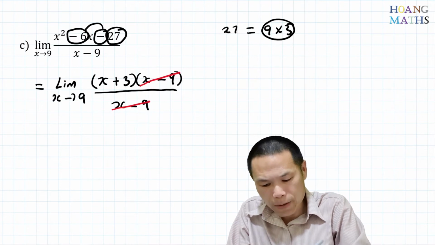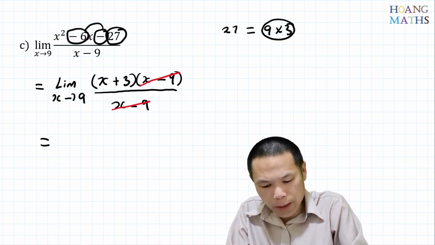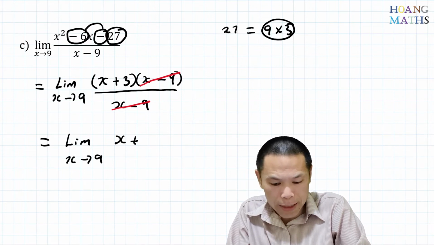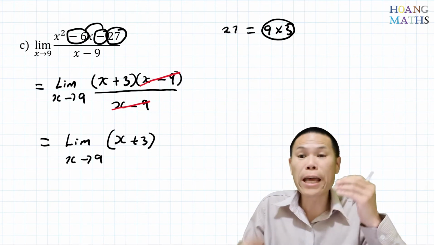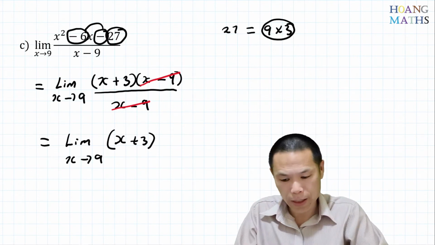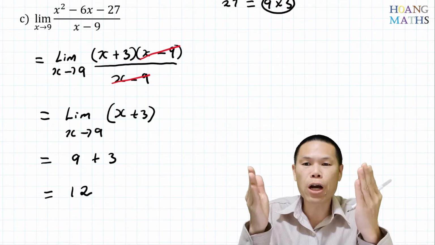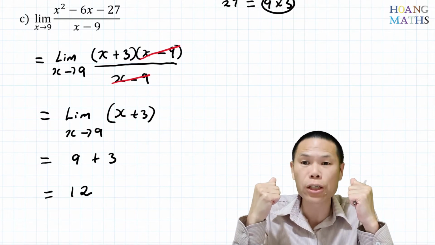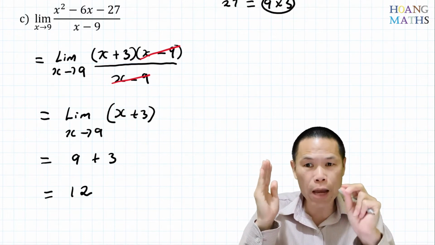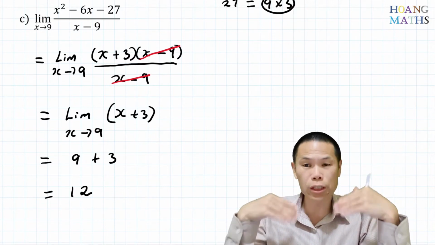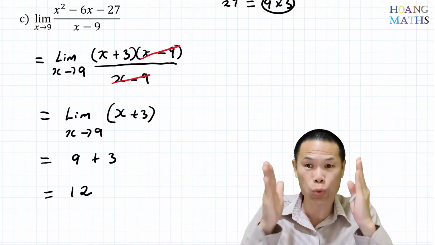So the answer is equal to the limit as x approaches 9 of x plus 3. So now I can just substitute the 9 in. 9 plus 3. So the answer is 12. There you go. Of course, you can check the answer yourself by putting 9.000001 and storing it in memory A, and just do the same process and you should get 12.